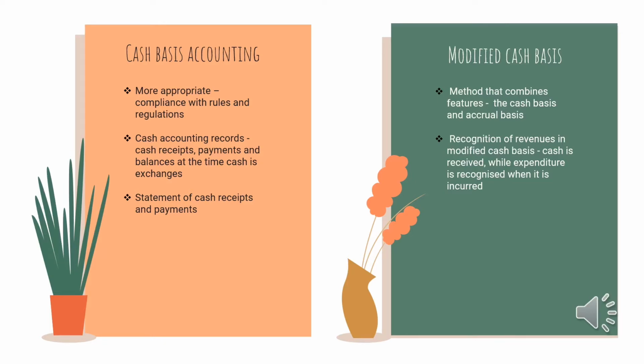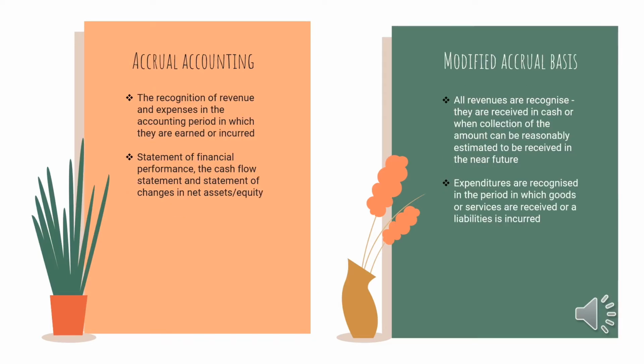Next is modified cash basis, which is a combination of cash basis and accrual basis. The recognition of revenue in the modified cash basis is when the cash is received, while the expenditure is recognized when it is incurred. Accrual accounting is explained as the recognition of revenue and expenses in the accounting period in which they are earned or incurred. The statements prepared under this basis are the statement of financial performance, the cash flow statement, and the statement of changes in net assets and equity.